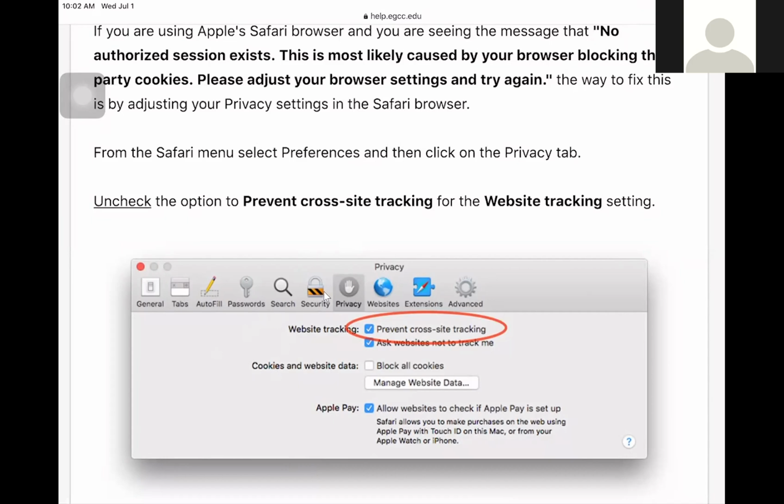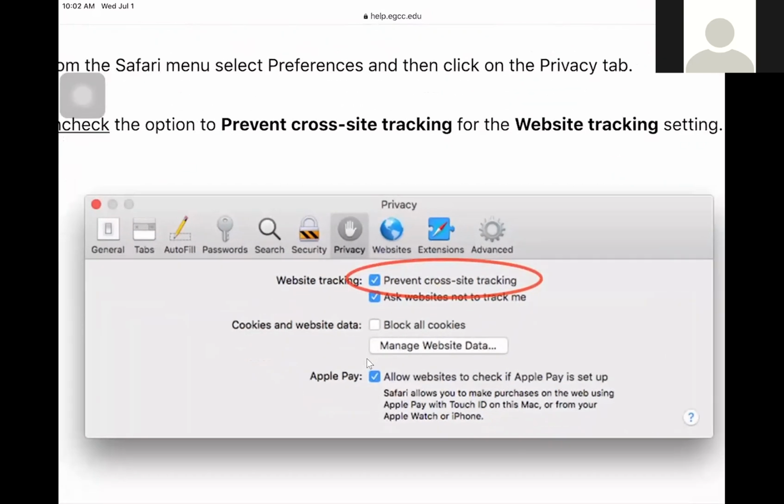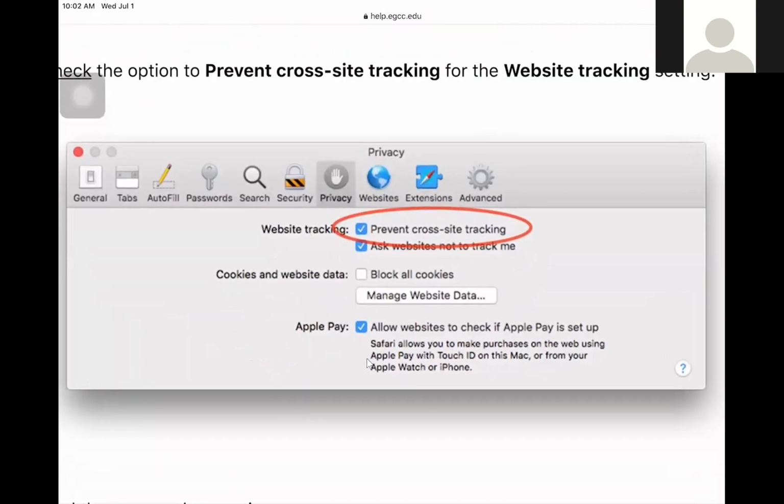So what you want to do, you want to go to the privacy tab. And once you go to the privacy tab, you should get this screen. And what you want to do, you just want to uncheck that. So you want to uncheck prevent cross-site tracking. And if you uncheck that, it should fix that issue. And then all you have to do is reload it.